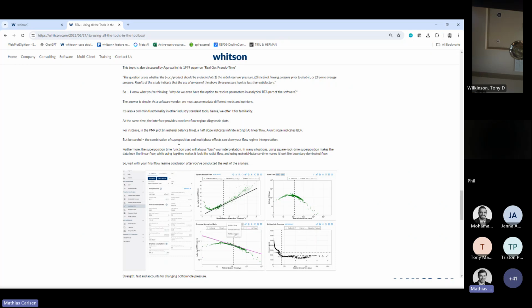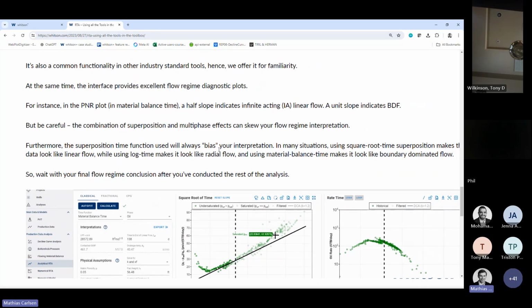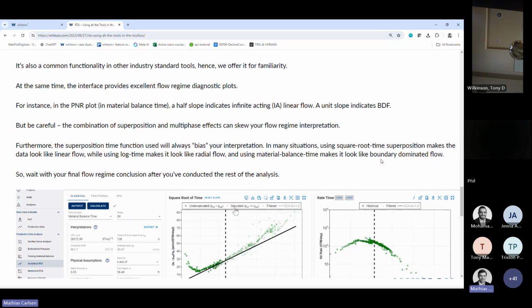And it's something we mentioned in this particular article, that the superposition time functions used will always bias your interpretation. In many situations, using the square root of time superposition, which is the linear superposition time, makes the data look like linear flow, while using log time makes it look like radial flow, and using material balance time makes it look like it's in boundary dominated flow.